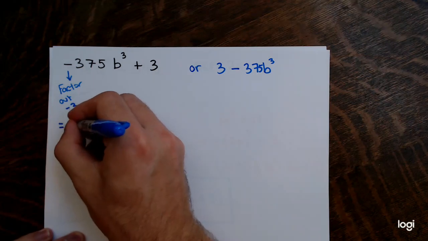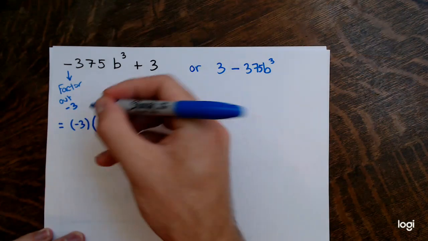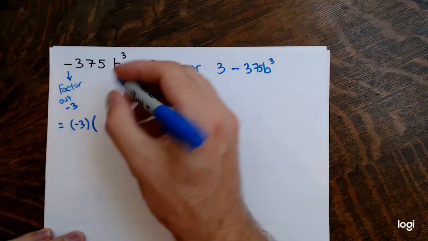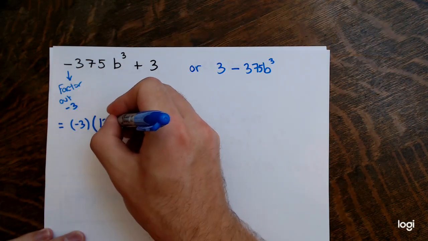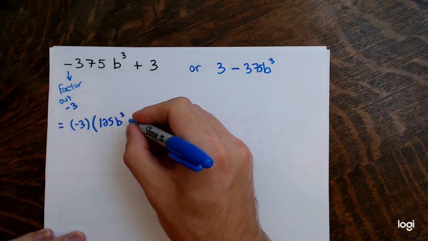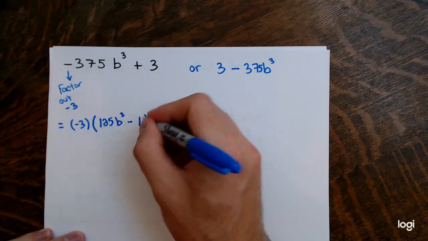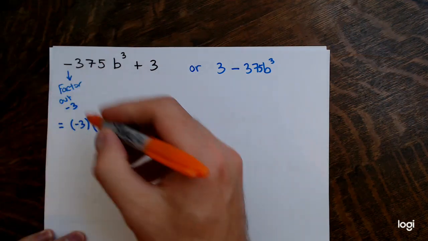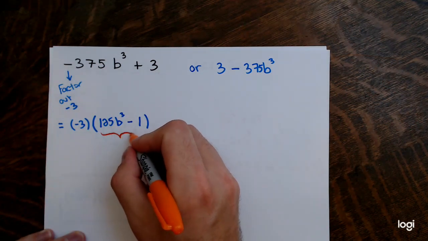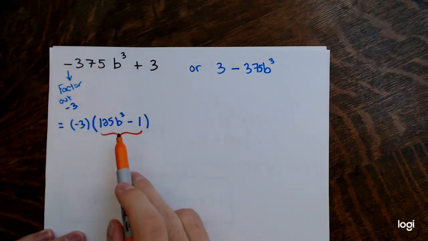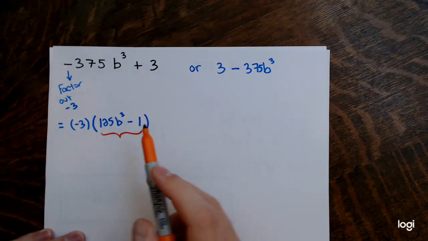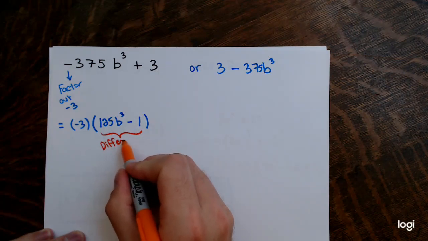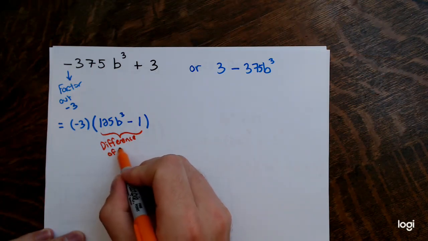Alright, so negative 3 comes out, and then when negative 3 is removed as a factor, what's left over is 125 b cubed minus 1. Right? Negative 3 times negative 1 would be positive 3. And then keep going. Alright, this factor can be factored even further. Alright, this one, you can see a minus here. This is a difference of two cubes.